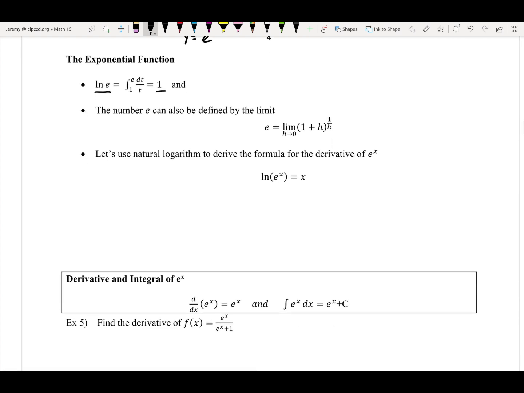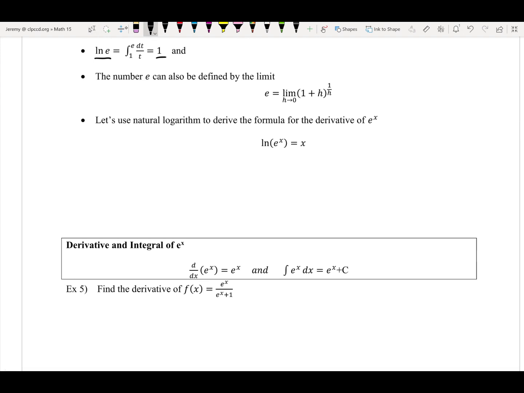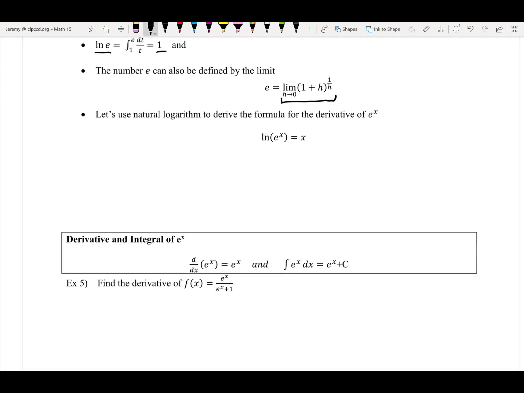And the number e can also be defined by the following limit: the limit as h goes to 0 of 1 plus h to the 1 over h power. This is kind of the origin of this number, by some account at least.